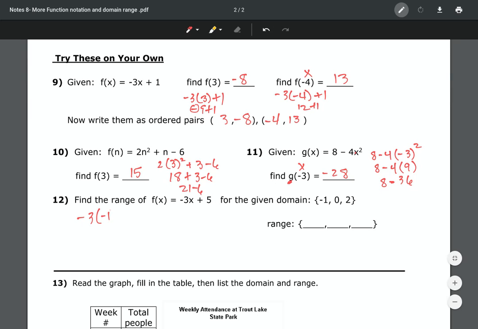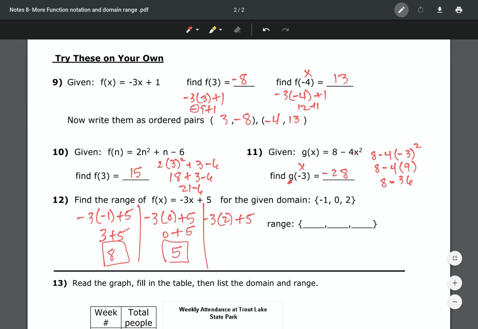So we would have -3 times -1 plus 5. So it's 3 plus 5, which is 8. Okay, so that's one of them. Then we have -3 times 0 plus 5. So that would be 0 plus 5, which is 5. So that's another one. I'm not going to put them over here in the range yet because I want to put them in order from least to greatest. And then I have -3 times 2 plus 5. So this is -6 plus 5, which is -1. So now I'm going to put them in order from least to greatest. So it's basically just going to be backwards. -1, 5, and 8.